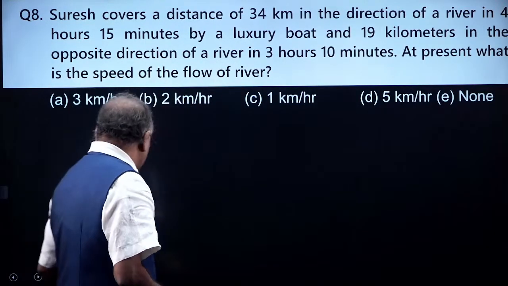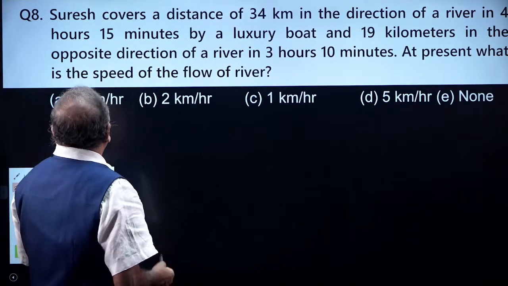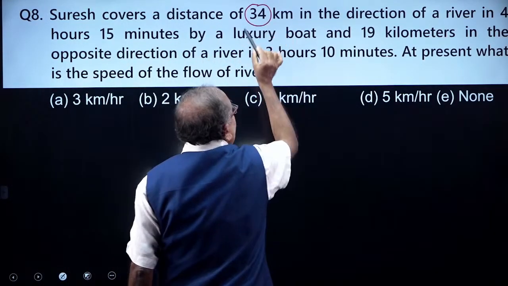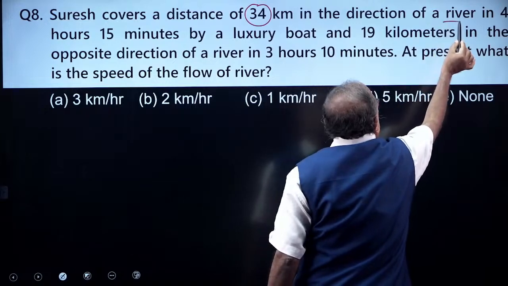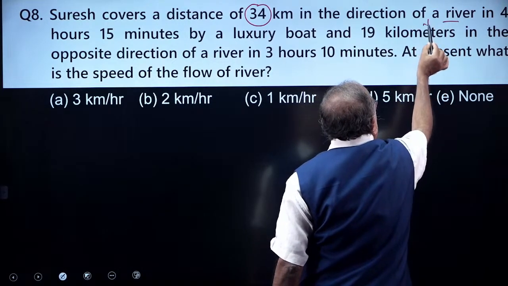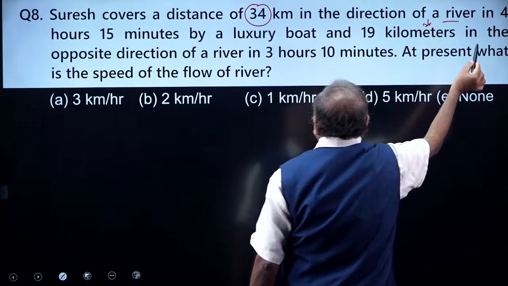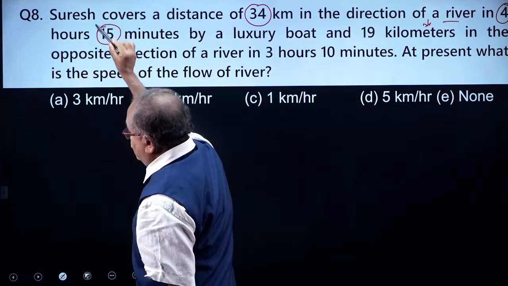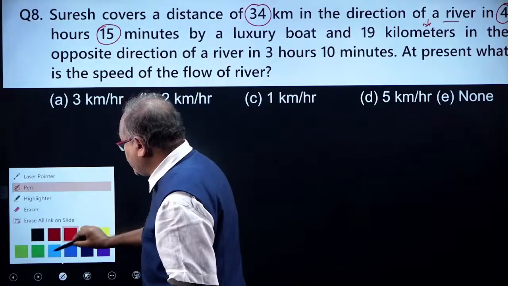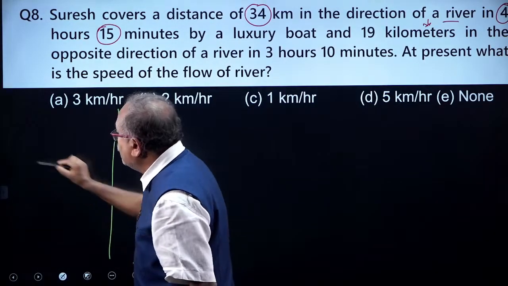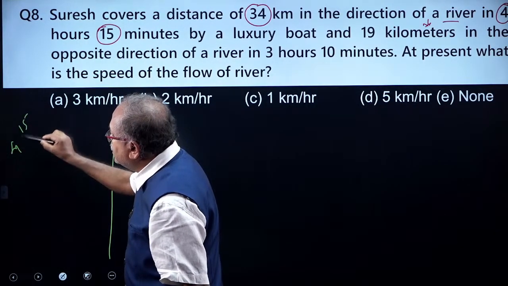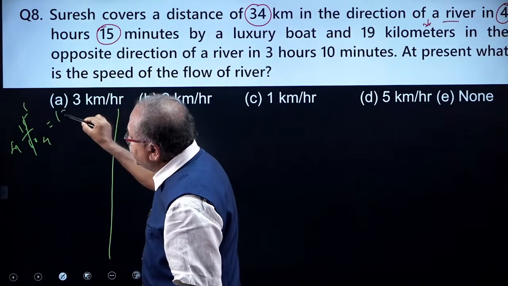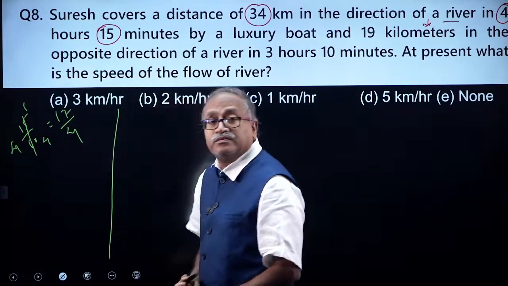So, what is this question? Allow me to read it. Suresh covered a distance of 34 kilometer in the direction of the river, that means downstream, in 4 hours 15 minutes. You are expected to know that 4 hours 15 minutes means 15 by 60, which is nothing but 1 by 4, and which is 17 by 4 hours.